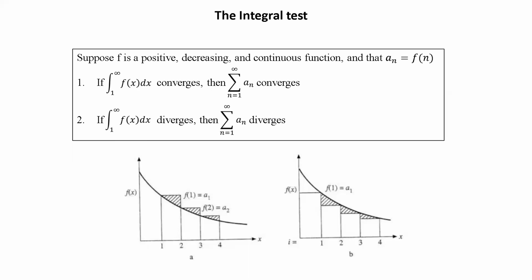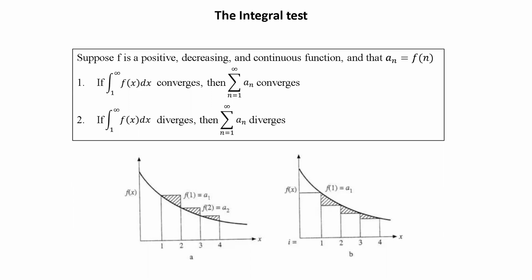So the requirement is that the function is decreasing, and that means your series is to be decreasing. If you have an increasing series, you know that your series is most likely to be divergent anyway.